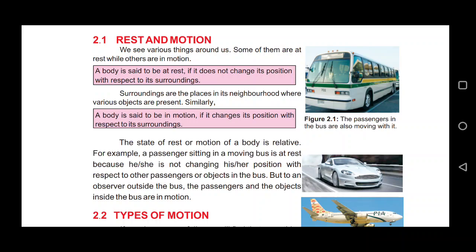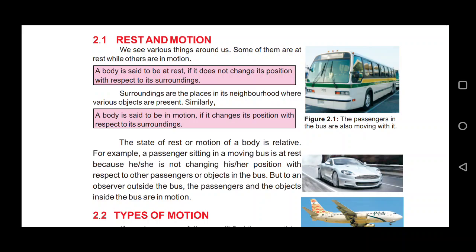I will explain to you what is the meaning of rest. We say that a body is in rest or in motion state with the help of its surrounding objects. I told you that the meaning of surrounding is very important in these two definitions. For example, if we have an observer and the objects around him remain the same, or the view or scene around him remains unchanged, then we will say that this observer is in rest state.